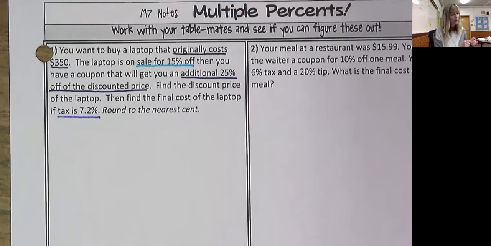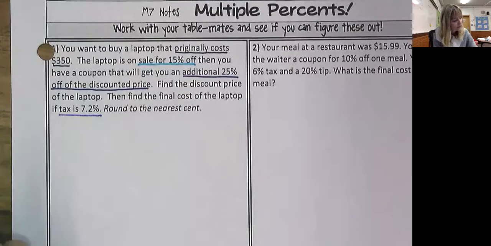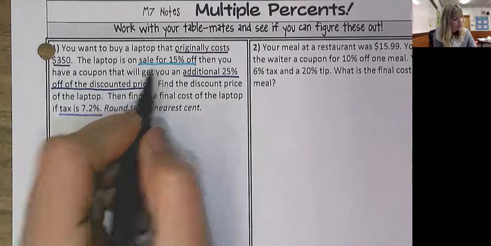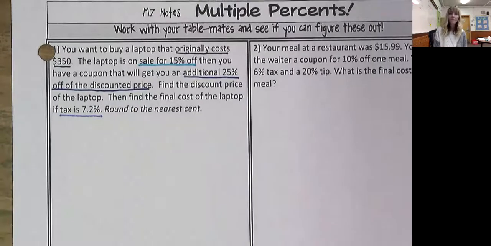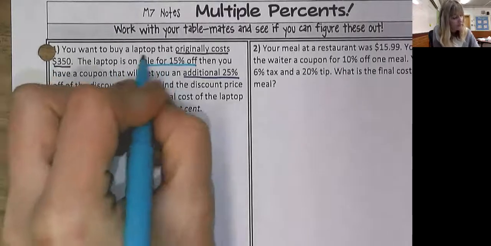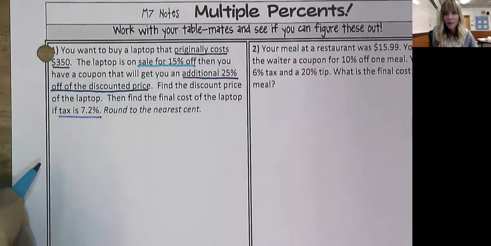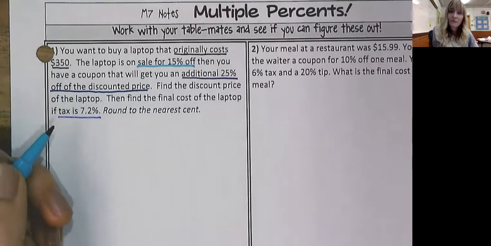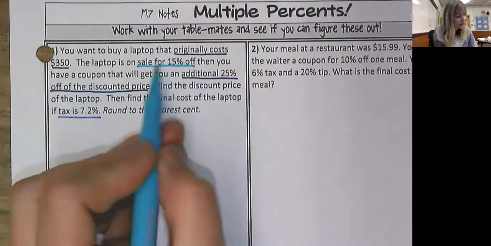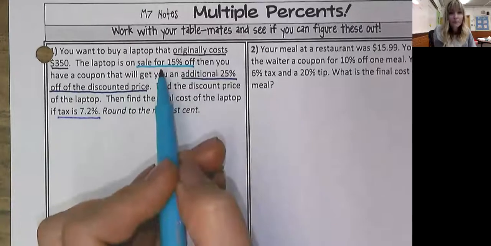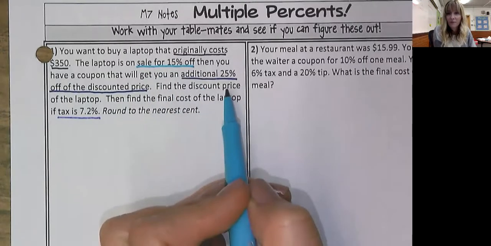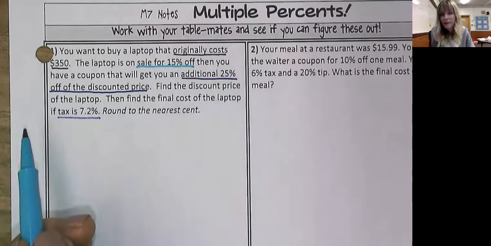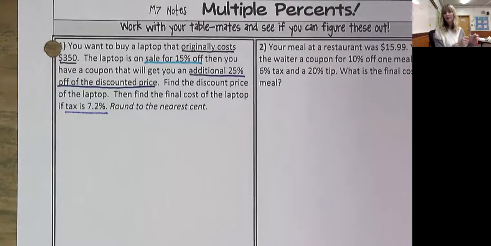So here's what I know. The original price of the laptop was $350. The laptop is on sale for 15% off. That means the original is the original right now for this first calculation. So first I'm going to calculate the 15% off of the original price. You want to calculate these in the order that they would happen in real life. And in real life, it was already on sale for 15% off. That would happen before this additional 25% off. And I know that because it says 25% off the discounted price. And then finally, you would calculate tax off of that.